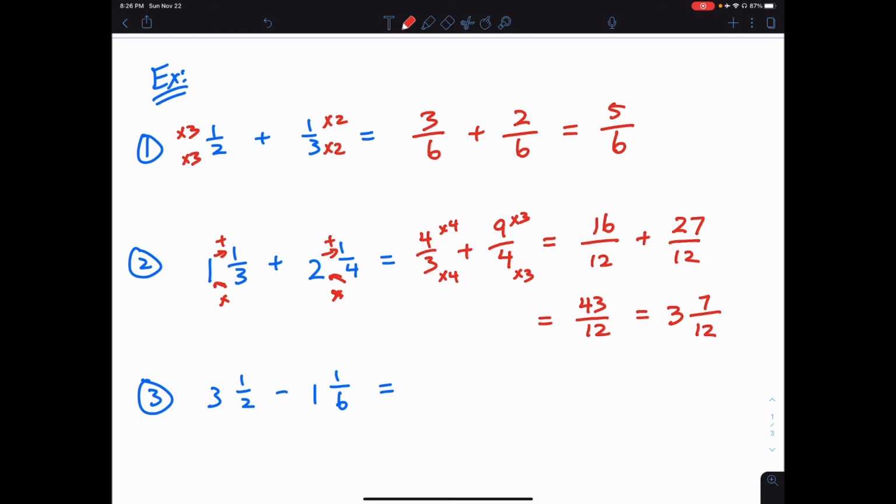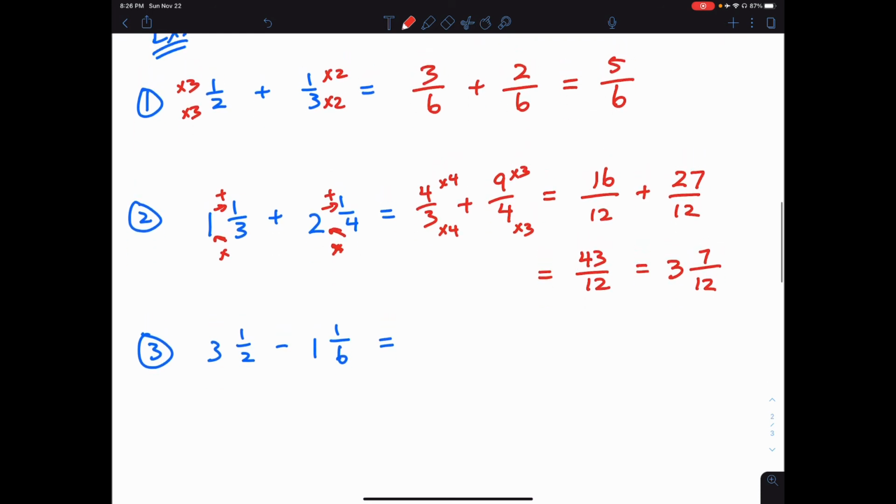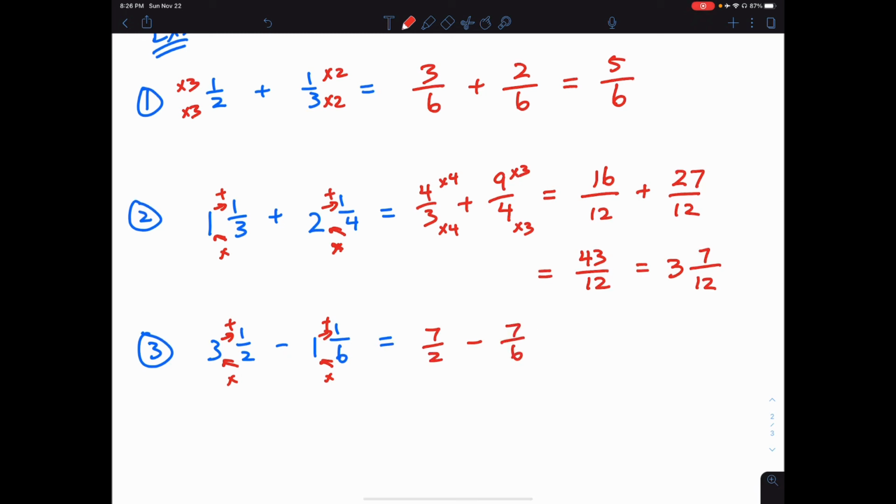All right, let's take a look at the next example. Again, here we have two mixed fractions. We want to change it to impropers, and this time we have minus in between. So same thing, we're going to first multiply, then add. So that's 2 times 3, 6 plus 1, that's 7 over 2, minus, multiply, then add. 6 times 1, 6 plus 1 is 7, 7 over 6.